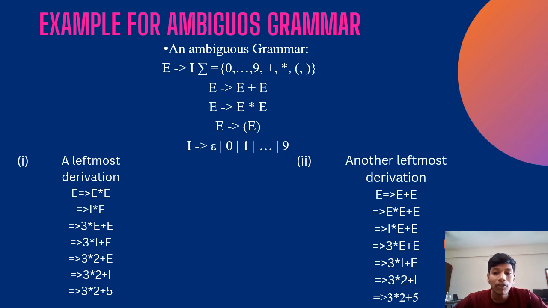So in these two leftmost derivations, what we have identified is that the first leftmost derivation we got from E tends to E into E, and the second leftmost derivation we got from E plus E. So these are two leftmost derivations which we got from the same production set for the example 3 into 2 plus 5.